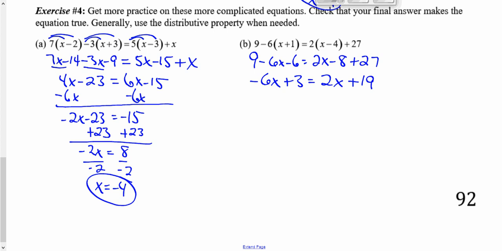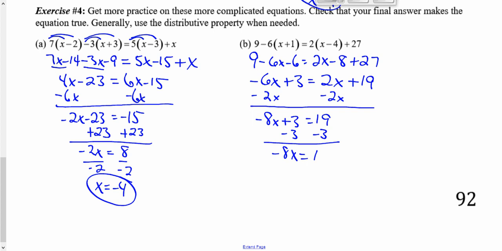Okay, quiet down. So I'm gonna start out by subtracting 2x from both sides, get all my x's over here. This is -8x, right? Plus 3 equals 19. Now I'm gonna subtract this 3, I'm trying to get the x by itself.